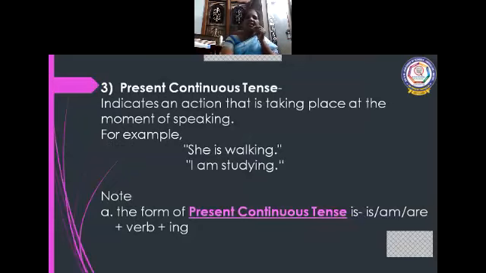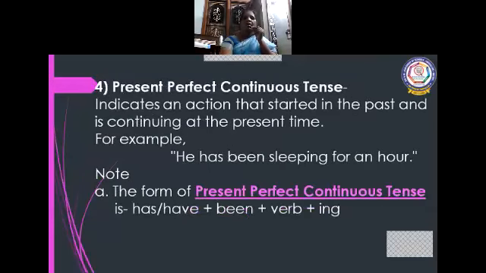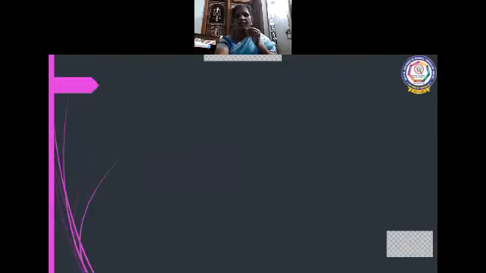Present continuous tense indicates an action that is taking place at the moment of speaking. For example, she is walking, I am studying. Note, the form of a present continuous tense is am, is or are plus verb plus ing. Present perfect continuous tense indicates an action that started in the past and is continued at the present time. For example, he has been sleeping for an hour. The form of a present perfect continuous tense is has been verb plus ing or have been verb plus ing.